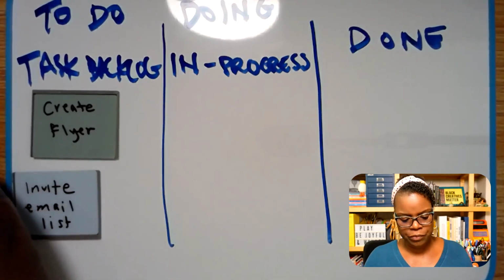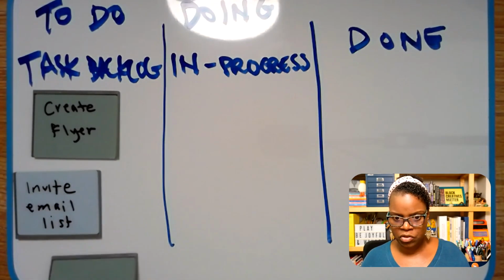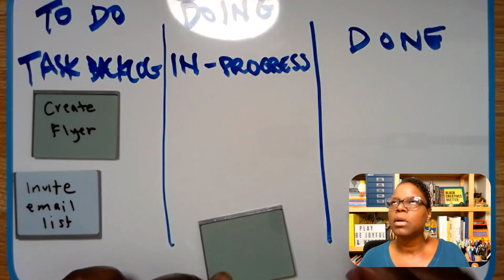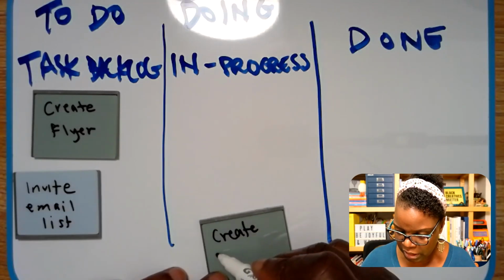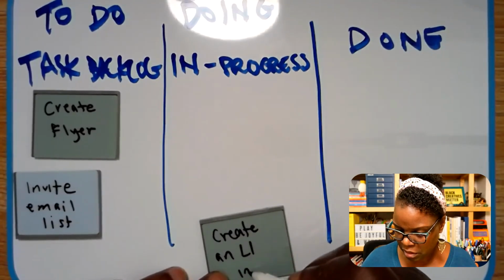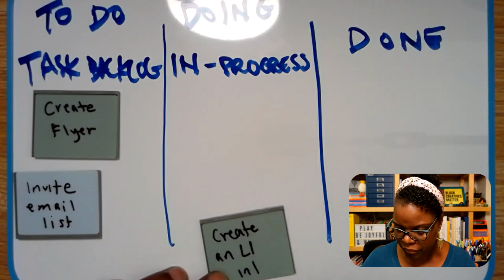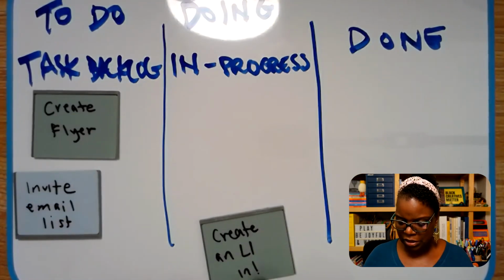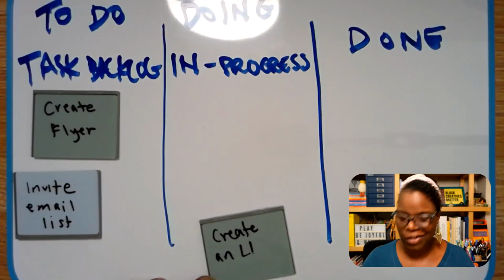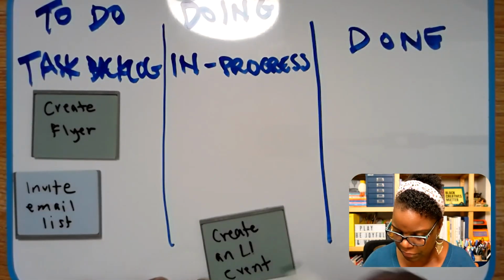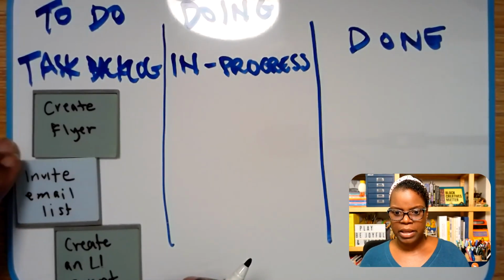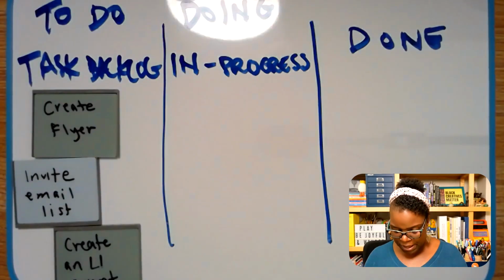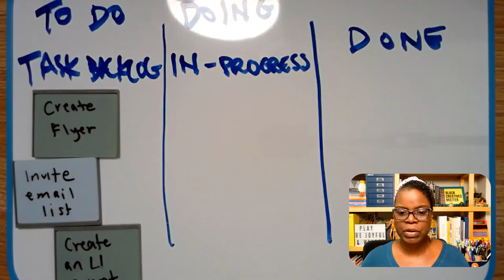And let's do one more. Another task would have been to create a LinkedIn event. All right, let's pretend that's what we were working on together. And so now I've got my task backlog and we're ready to use the Kanban board.